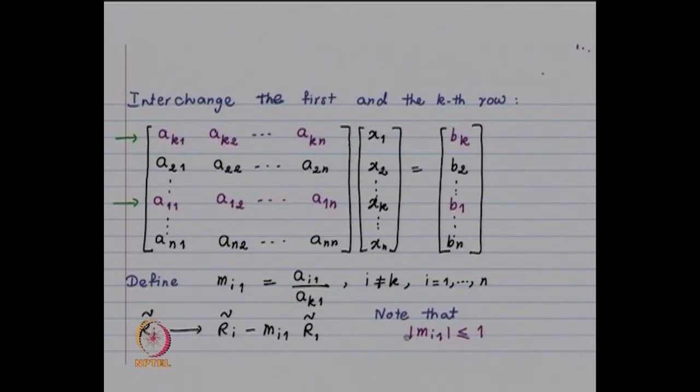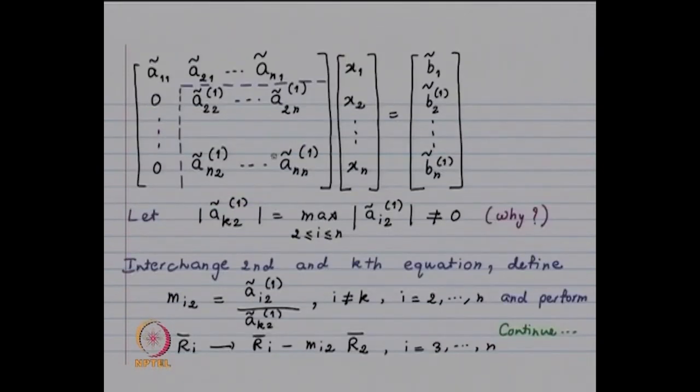So, this factor becomes important when we are going to discuss stability. When I do this, my matrix will get modified to this matrix. Because we are interchanging rows, the new entries I am denoting by A11 tilde, A21 tilde, An1 tilde. I have introduced all zeros here, and then this is the modified submatrix.